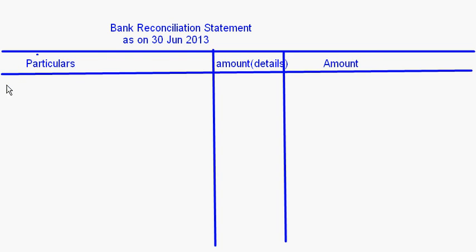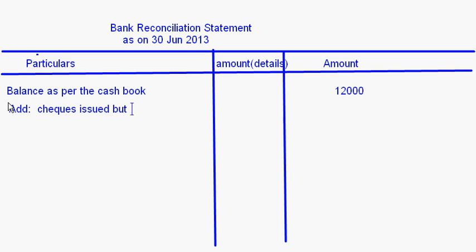First of all, we'll start with the balance as per the cash book, and that will come in the amount column. Let's say the amount is 12,000. I'm just assuming this amount. Now after this you will put all the add items. Let's say checks issued but not presented. Supposing this amount is 1,000, and that will come in the details column.